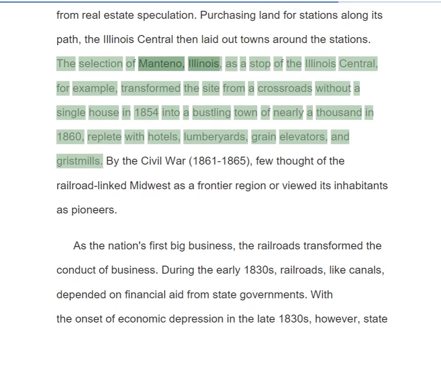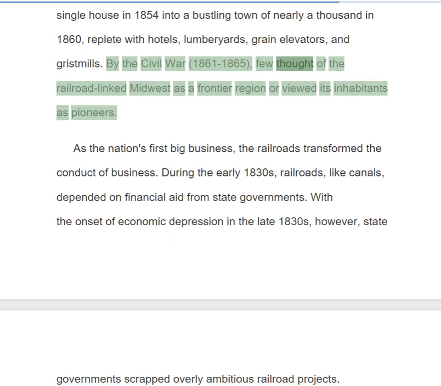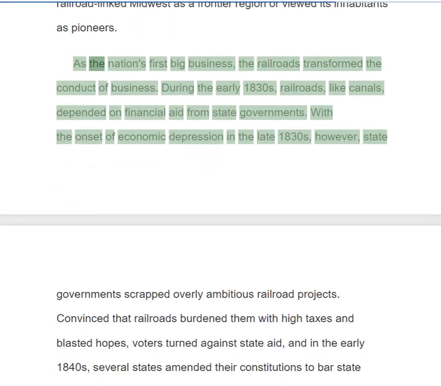The selection of Montino, Illinois, as a stop of the Illinois Central, for example, transformed the site from a crossroads without a single house in 1854 into a bustling town of nearly 1,000 in 1860, replete with hotels, lumberyards, grain elevators, and grist mills. By the Civil War, few thought of the railroad-linked Midwest as a frontier region or viewed its inhabitants as pioneers. As the nation's first big business, the railroads transformed the conduct of business.